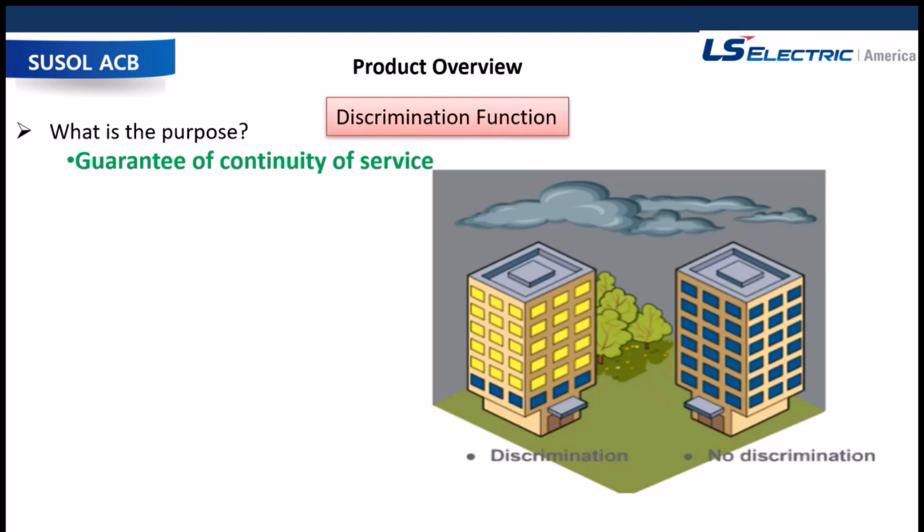So people could go to safety, and then everything is still operating. The building on the right shows that with no discrimination, the entire building goes out because the main is opened.